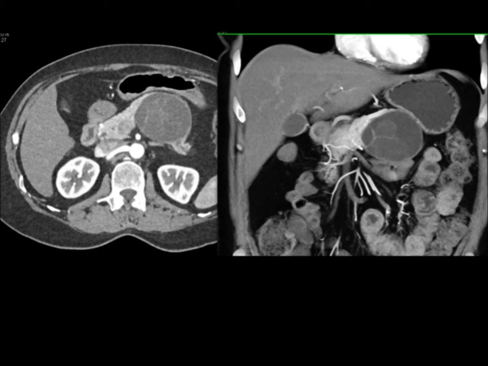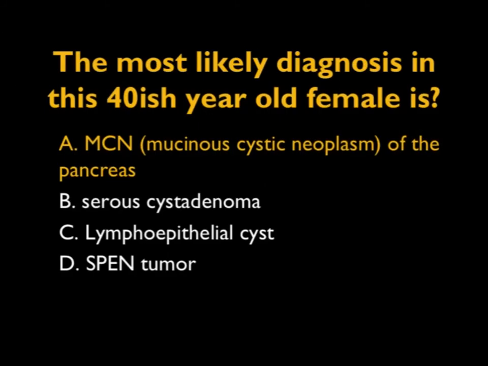You could consider a serous cystadenoma. They are cystic lesions, but they have more septations. Lymphoepithelial cyst is usually eccentric, and a SPEN tumor is in a younger patient and typically has more solid components. But if this was a 15-year-old, a SPEN tumor would be the right answer. But this was the best example I've seen of a mucinous cystic neoplasm in a very long time.